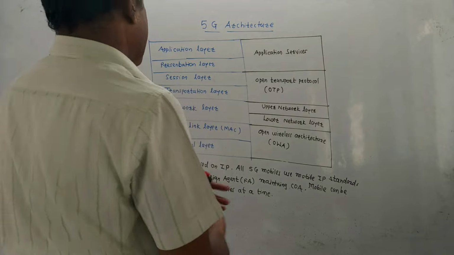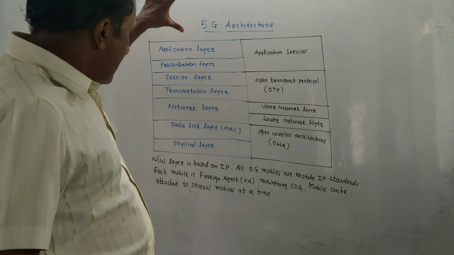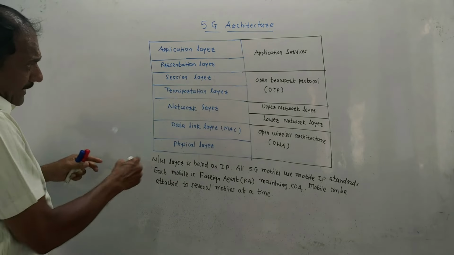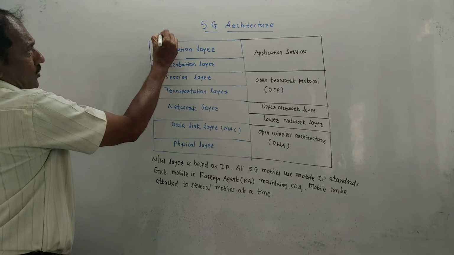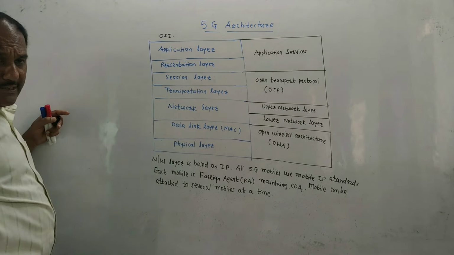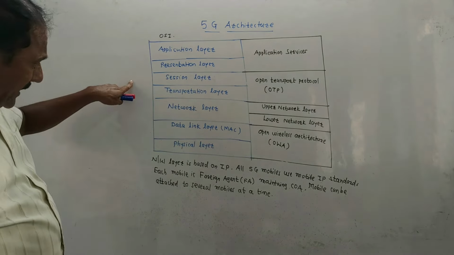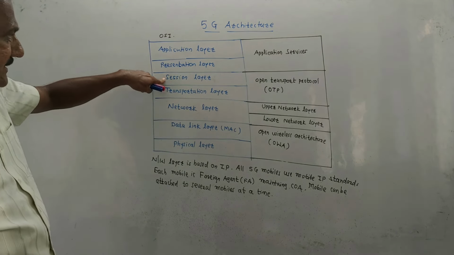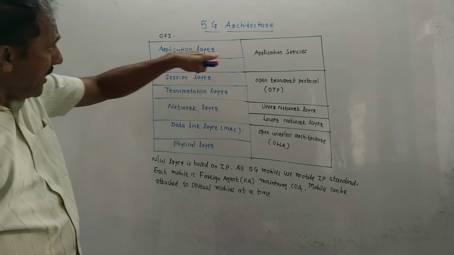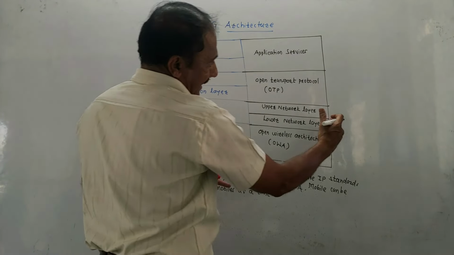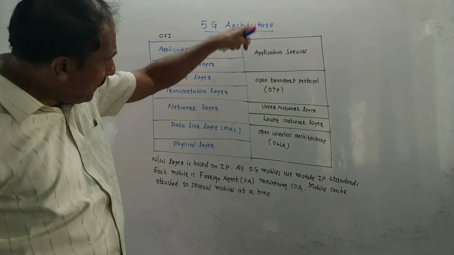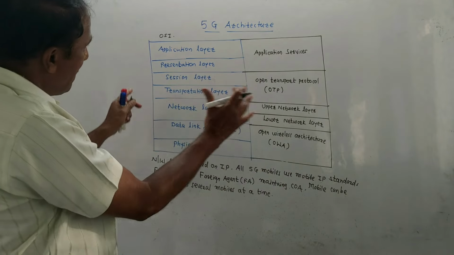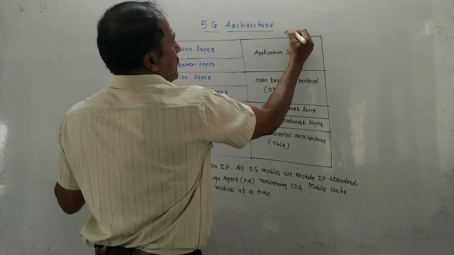Next most important part is 5G architecture. This is the diagram for 5G architecture. At the left hand side, the diagram shows the architecture of the OSI model, which we know is a well-known model. There are different layers: physical layer, data link layer, network layer, transport layer, session layer, presentation and application layer. Whereas at the right-hand side, we have the corresponding architecture of 5G. So this diagram represents the comparison between OSI and 5G architecture.